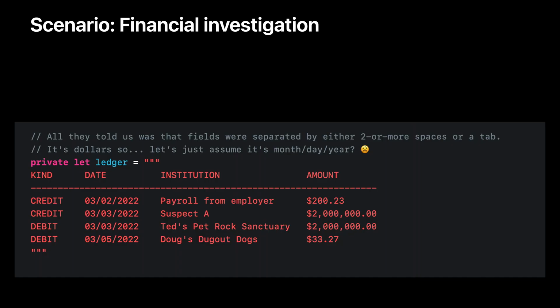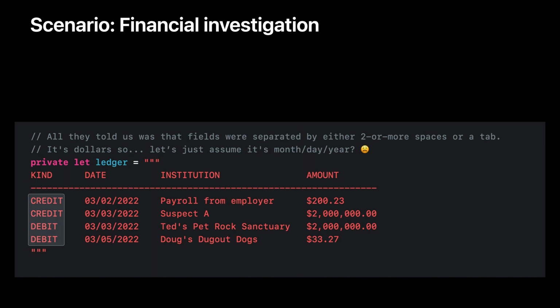Let's say we're developers collaborating with some financial investigators on a tool to analyze transactions for irregularities. Now you'd think that for a task this important, we'd be processing well-structured data. But instead, we have a bunch of strings. Here the first field has the transaction kind, the second the transaction date, the third field the individual or institution, the fourth and final field the amount in US dollars.